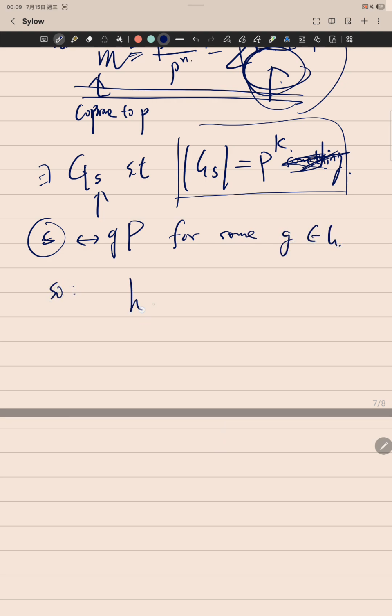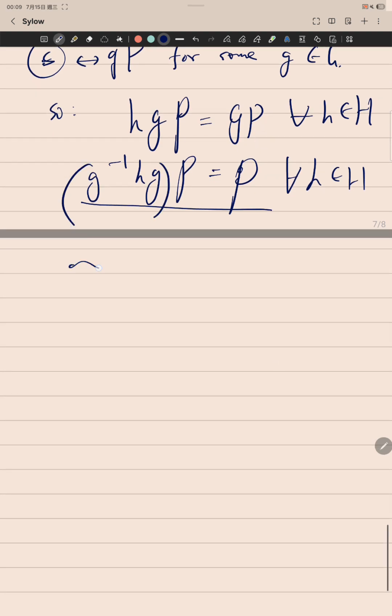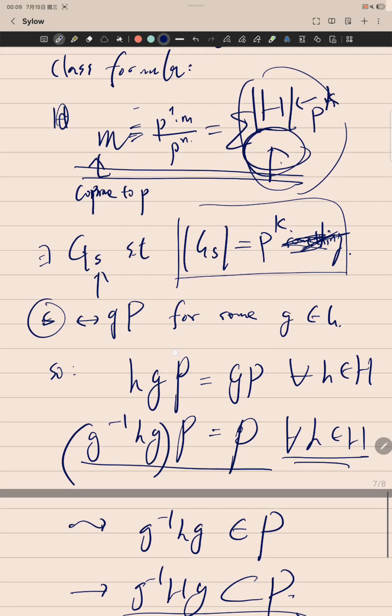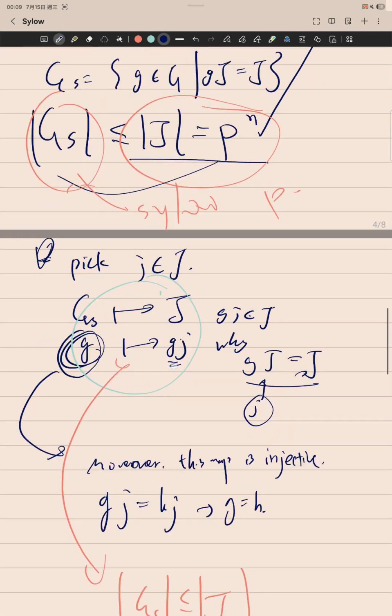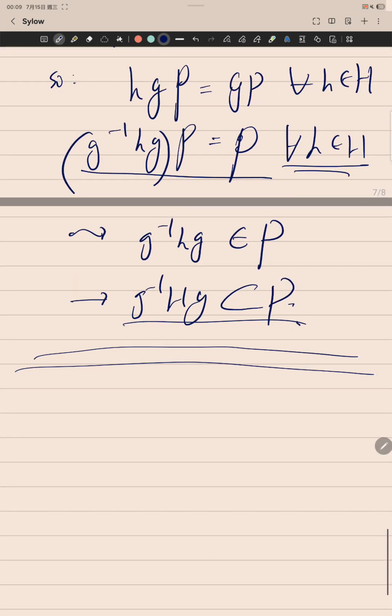So hgP will be fixed in gP for every h in H. So g^{-1}hgP equals P for every h in H. This is a set equation, which tells me that g^{-1}hg is a subset of P. This is for every h, so g^{-1}Hg is a subset of P. Okay, so let's finish the proof. So the second theorem is proved. The third theorem is much more complicated, so I leave it for the next videos.